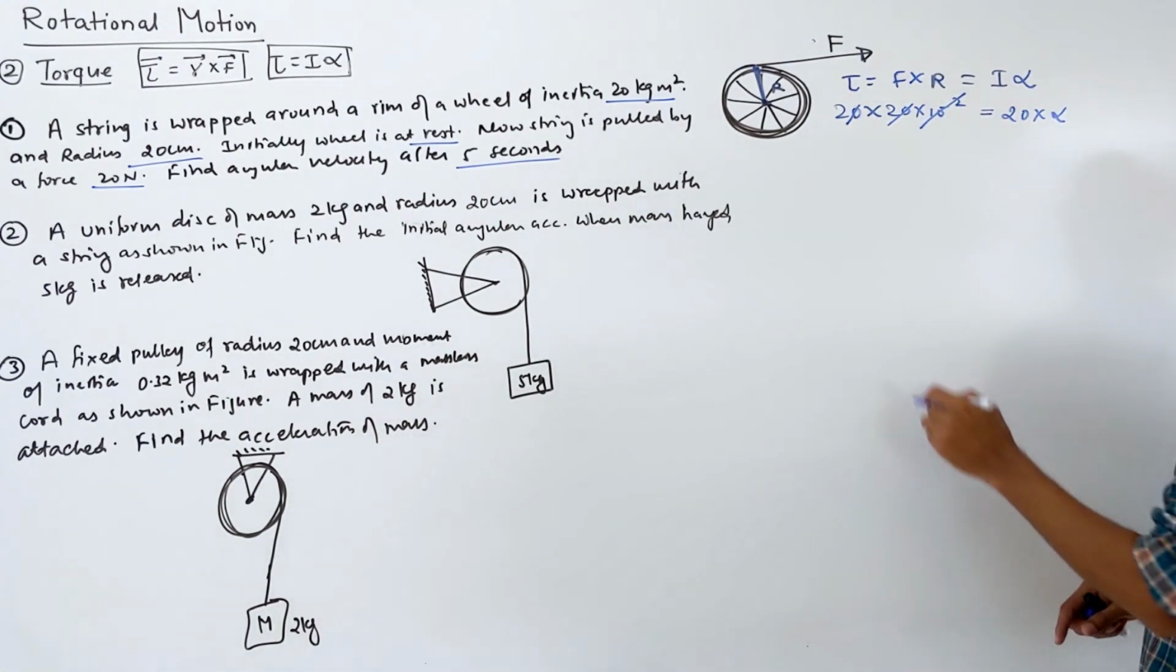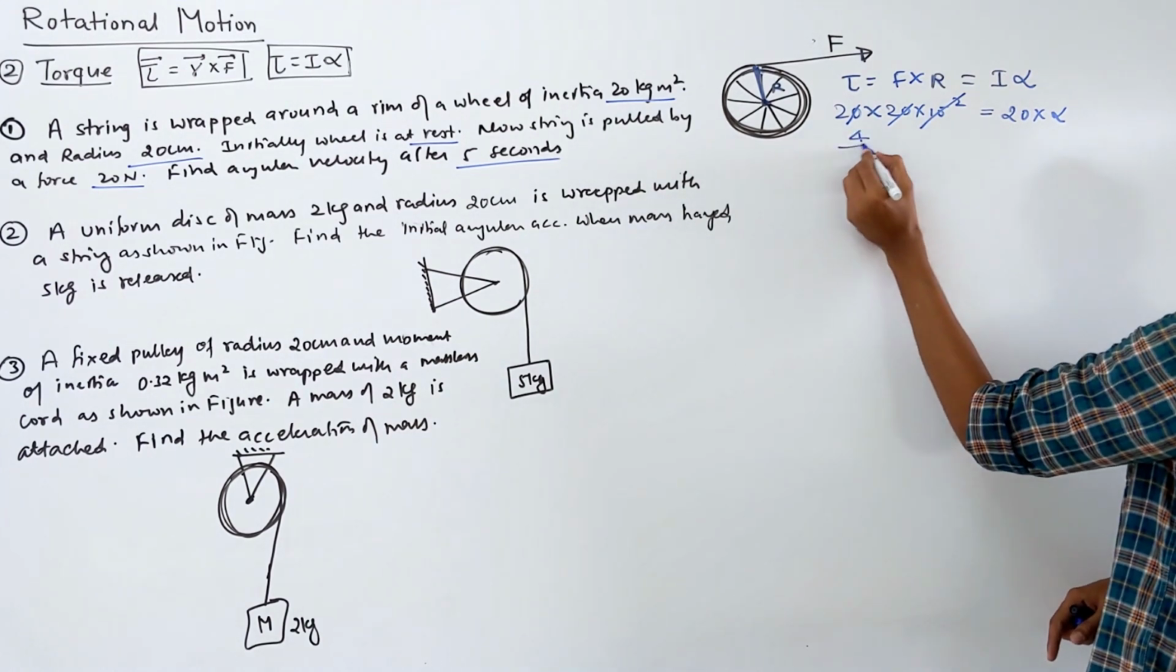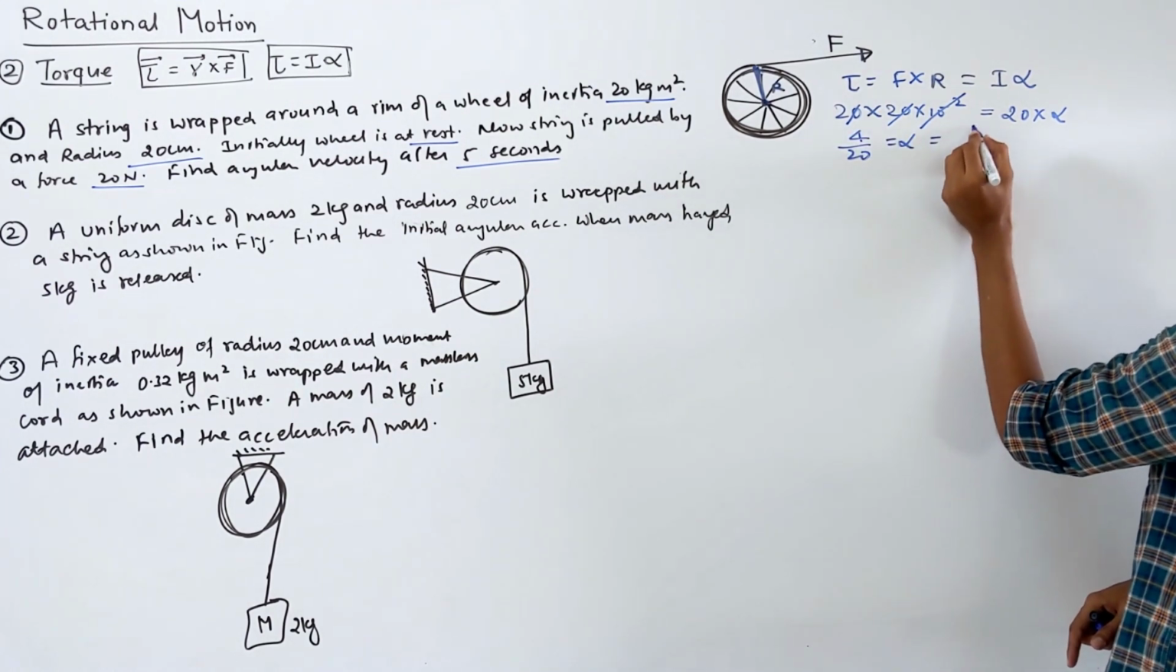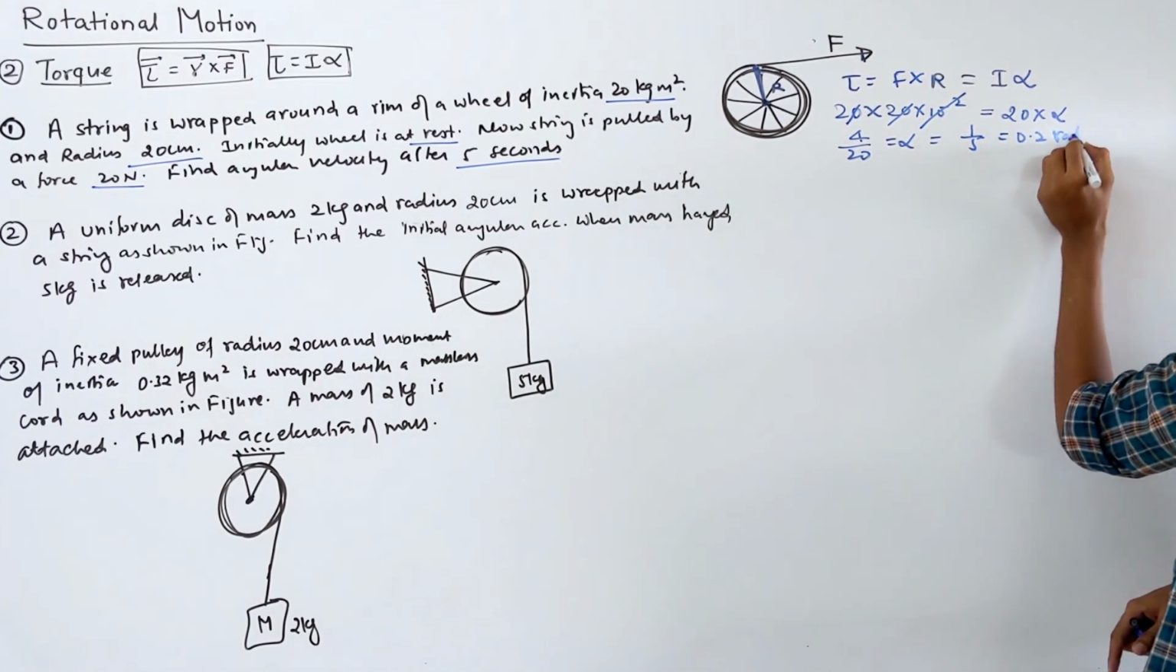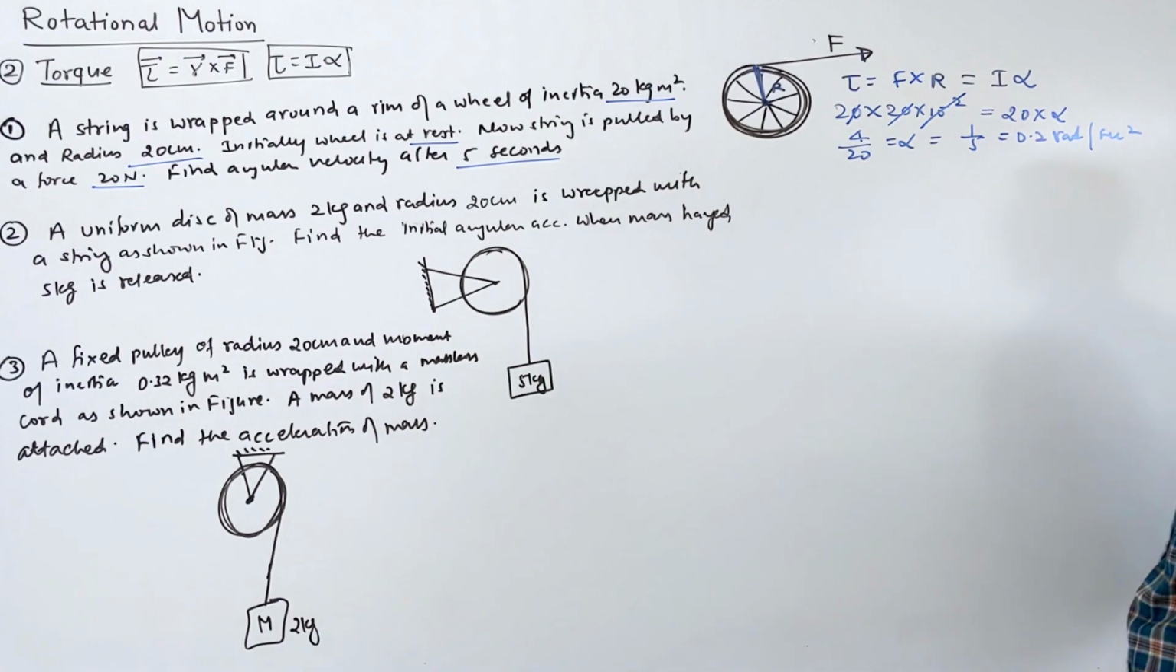So you're getting simply 4 by 20, that's your alpha. You can write 1 by 5 or you can write 0.2 radian per second square. That you calculated, what? Acceleration.